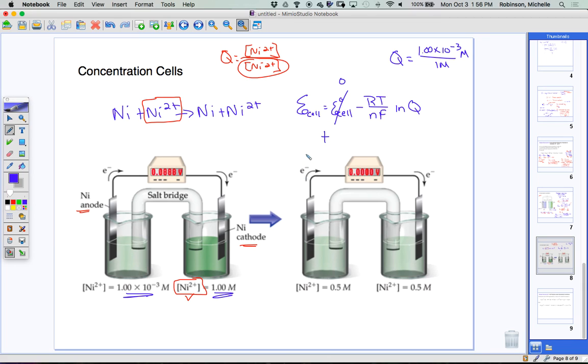So it's spontaneous. The electrons will run from the lower concentration to the higher concentration, which makes sense because it's going to lower that higher concentration. As soon as you put electrons into this solution, what starts coming out? The nickel, because it turns into nickel atoms, which means the concentration of the nickel 2+ is getting smaller and smaller until the two become equal. And then when they become equal, the reaction will stop.